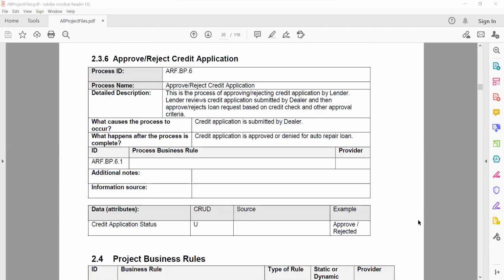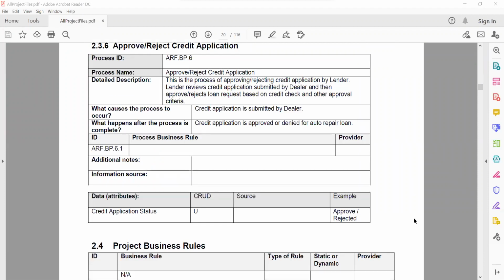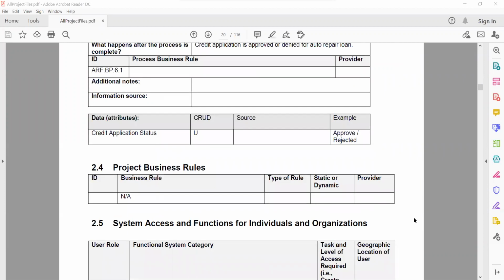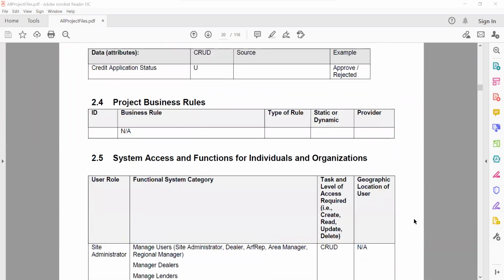Two, three, six. Yep. So this is the approval or rejection of credit application functions. Okay. Now, 2.4 is where, if there are any specific business rules governing at the project level, those can be defined here. In this scenario, we don't have any external project rules that need to be applied to this system. So that's why you see NA.